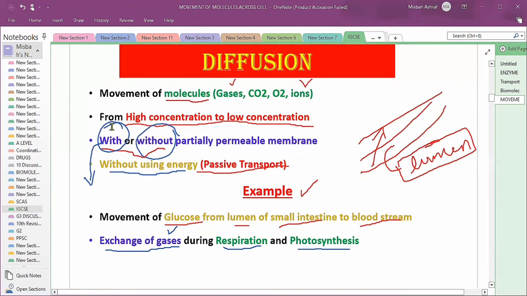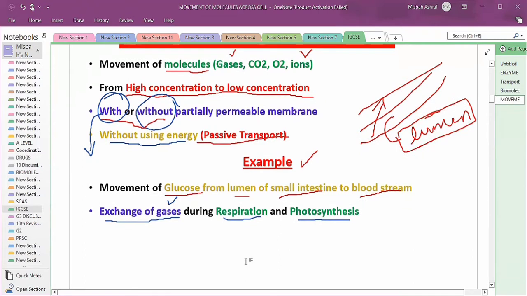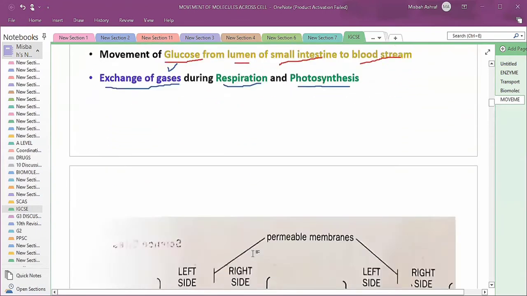The examples I have discussed, the fragrance and the ink particles, are occurring without a membrane. Those which occur in living organisms, where all cells have a cell membrane, take place through the cell membrane. So diffusion can occur through a cell membrane and without a cell membrane. Both possibilities can be there. You have to remember all these points, because I'm going to tell you later how this question will be marked according to the mark scheme.